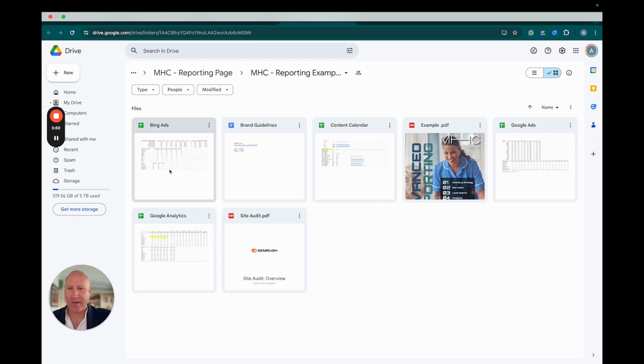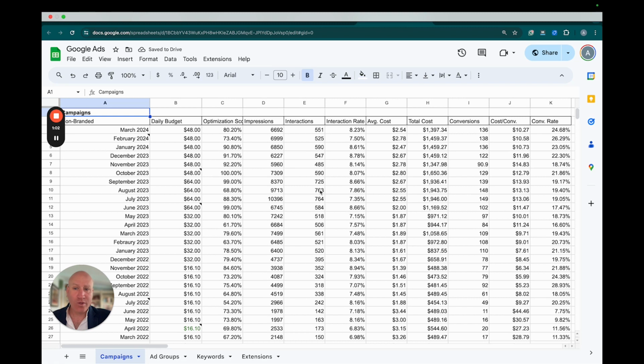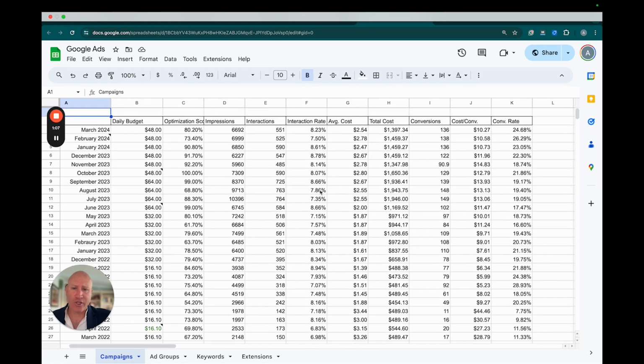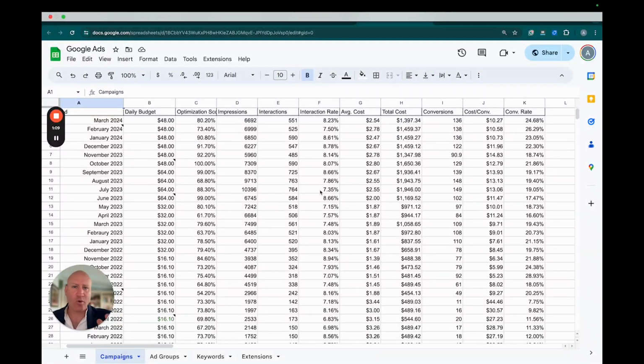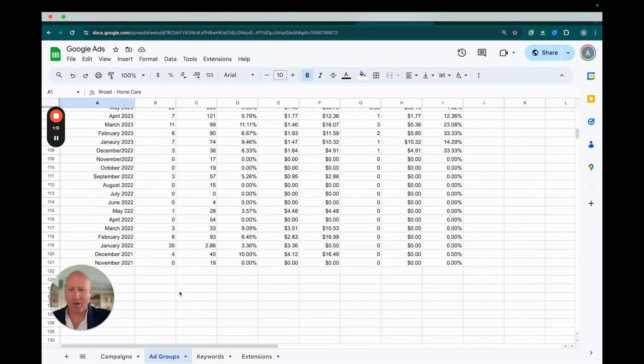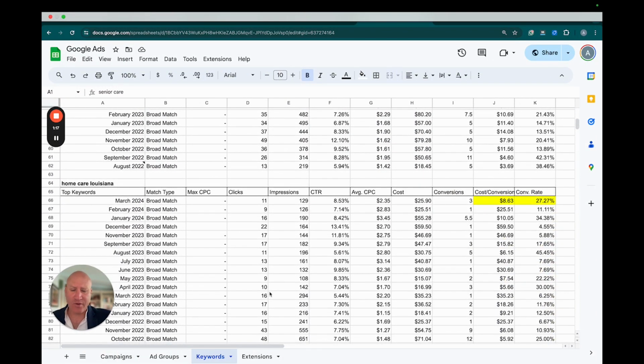So for example, Bing ads, brand guidelines, a content calendar, your reports, a Google Ads spreadsheet, a Google Analytics spreadsheet, a site health report. So if I just were to open up Google Ads, for example, you can see on this updated spreadsheet, there's a lot of key information. Some of this stuff is summarized in a report, but this really is comprehensive. So you can see all of their campaigns, the ad groups, the keywords, the extensions, everything's being tracked and updated.